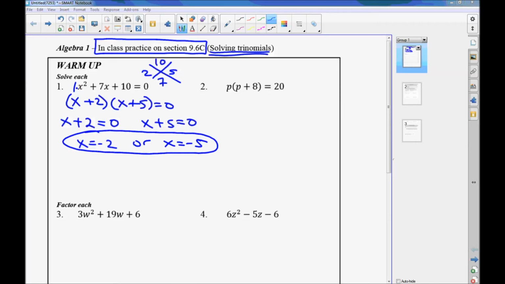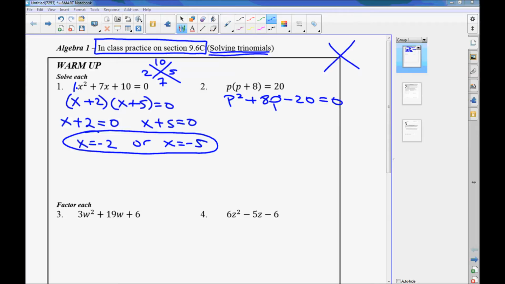All right, number 2 is very similar. First, we have to set this equal to 0. So we'll go ahead and multiply this in and subtract the 20 over. And I should write that as 8p instead of p8. Okay, and then we're going to factor it.